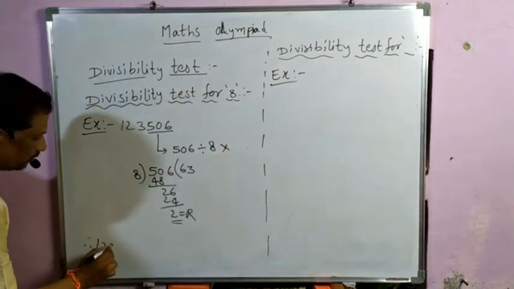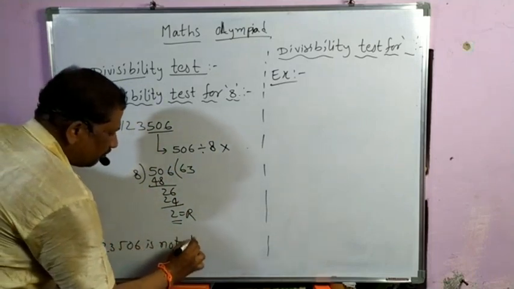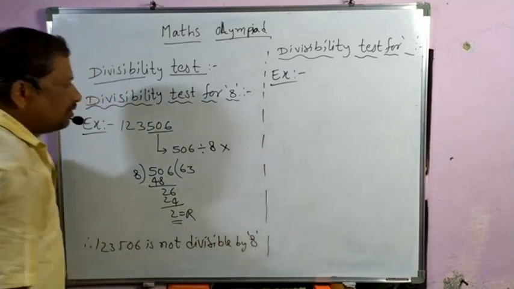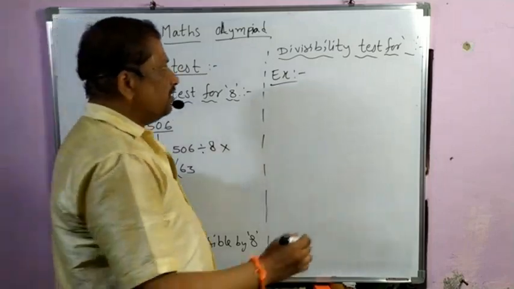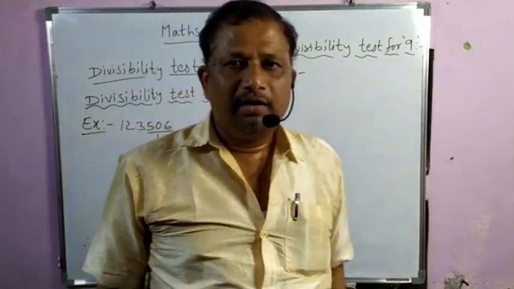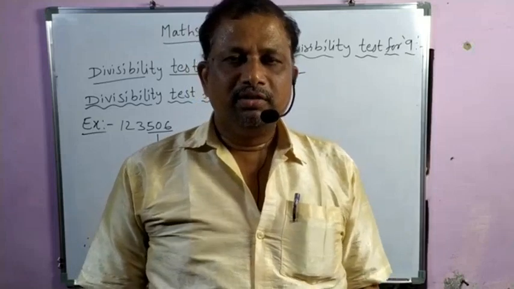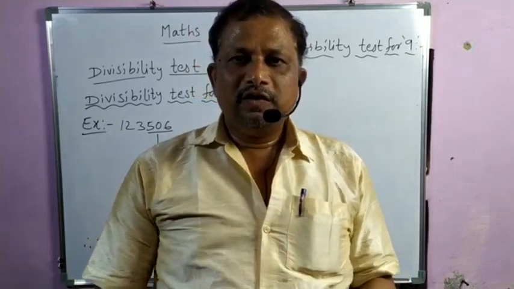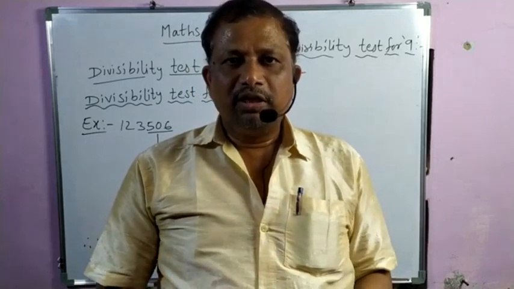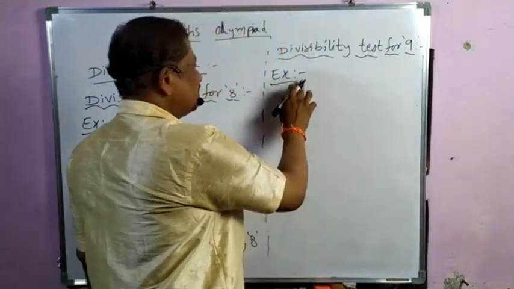Therefore, 123506 is not divisible by 8. Is it clear? Next, the divisibility test for 9. What is the divisibility rule for 9? It is the same as what we did for the divisibility test for 3. You sum up all the digits of the given number, and whatever you get, you divide by 9. If it is divisible, then the given number is also divisible. Otherwise, it is not divisible. So let us take one example for this.